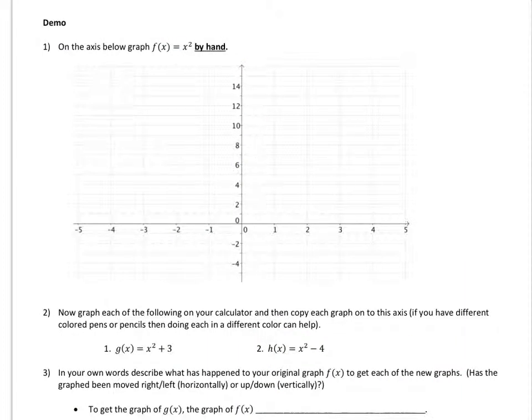So moving on to the demo, we want to graph f of x equals x squared by hand, which we actually just did in the preview exercise. So I can do that pretty quickly. -3, 9. -2, 4. -1, 1. 0, 0. 1, 1. 2, 4. 3, 9. And then I have a little bit more room that I could do 4, 16. And -4, 16. Because 4 squared and -4 squared both give you 16. All right, so we connect those with a nice smooth curve.